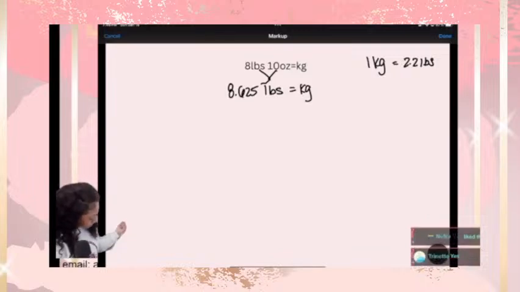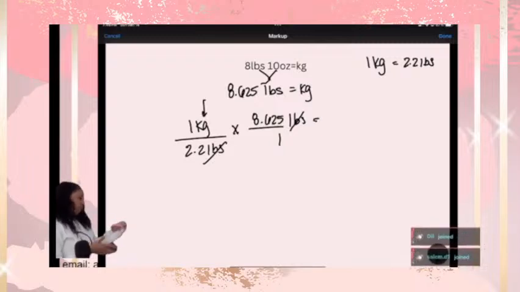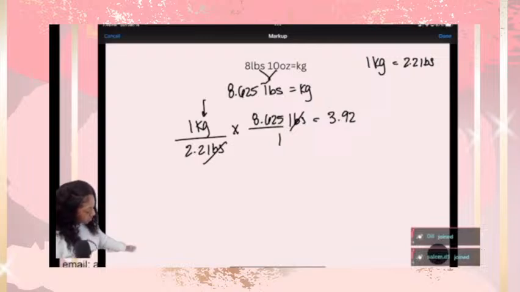We're looking for kgs, so we're going to start with kgs at the top. 1 kilogram, 2.2 pounds. We got pounds at the bottom. We need pounds at the top. Pounds crossed out. You're left with kgs. So 8.625 divided by 2.2 is 3.92 kgs.